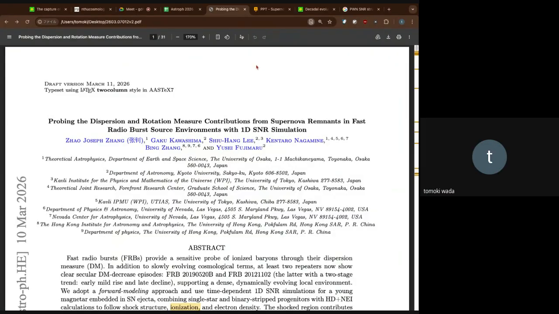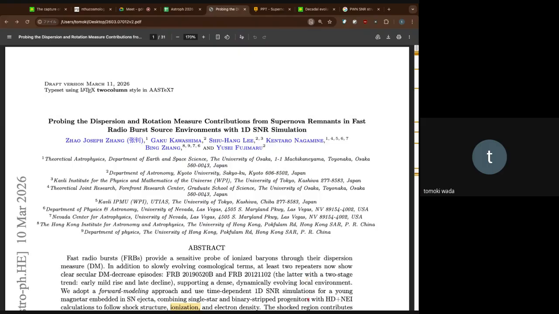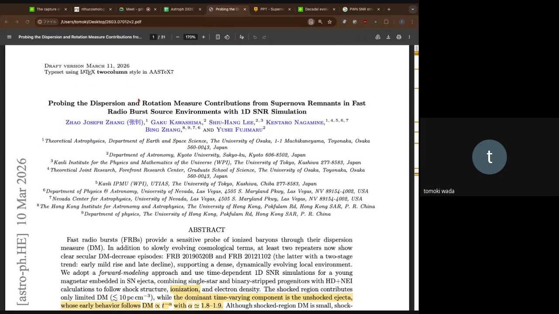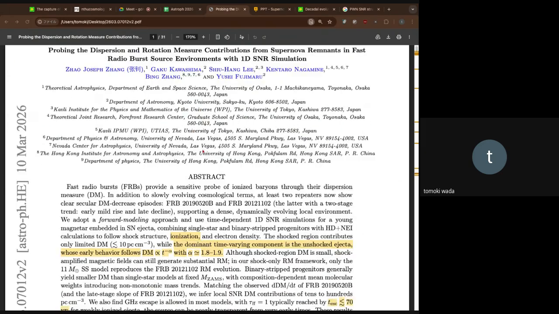Can you see my screen? Yeah. Okay. Today I'd like to introduce this paper. This paper is a theoretical study regarding FRB dispersion measures. They use numerical simulation and calculate the dispersion measure that comes from the local environment of FRBs.